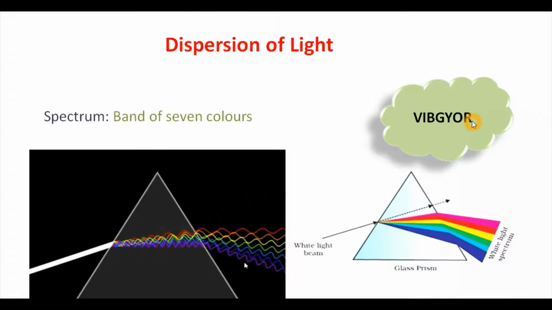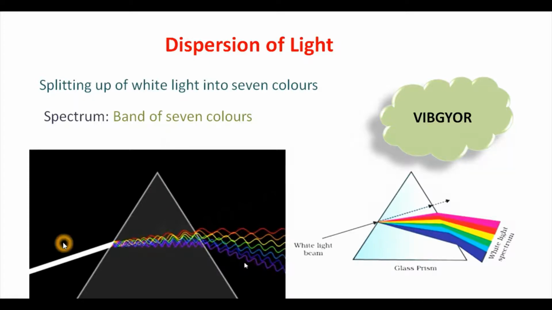So what happens in Newton's experiment? White light was split up into 7 colors, and that process where the white light got split into 7 colors is called dispersion. So what was dispersion? That was the splitting up of white light into 7 colors on passing through a glass prism. So this is dispersion of light.